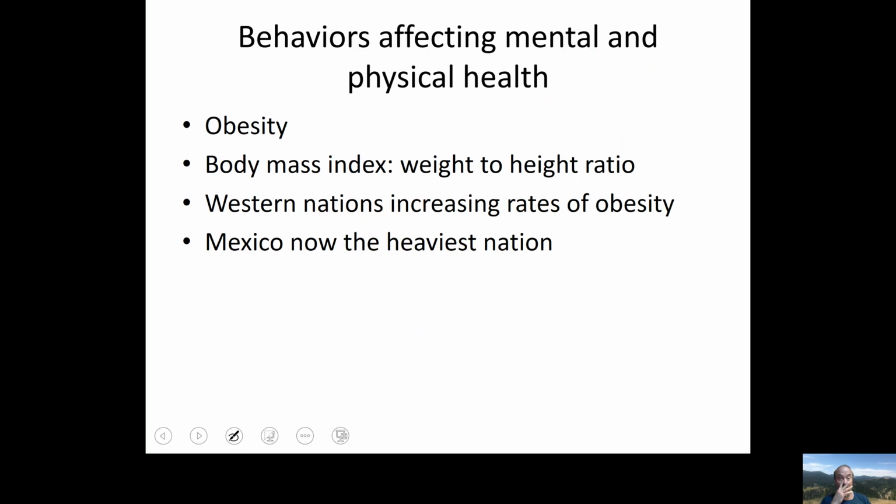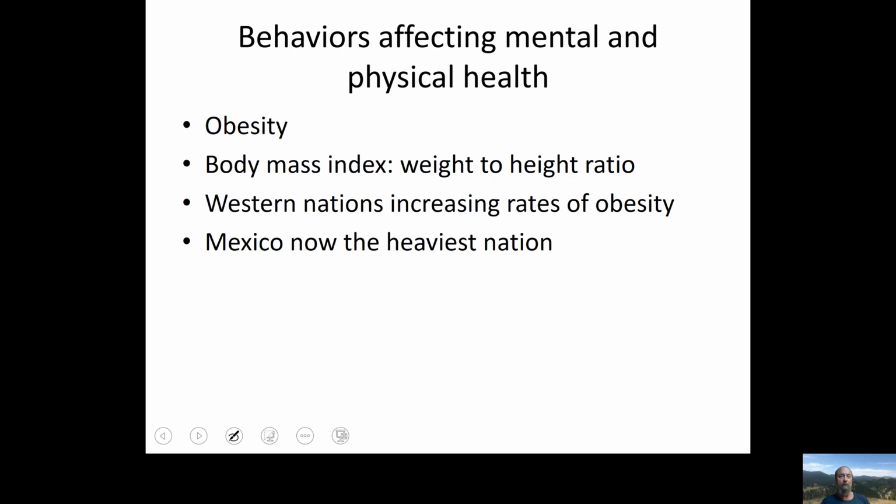Obesity. This gets back to behavior affecting mental and physical health. So obesity, body mass index, weight to height ratio. This is kind of a quick and dirty way of measuring obesity. It's not really that accurate because it doesn't measure muscle mass. Because of that, people can look like they're obese, but really they're just big and strong.